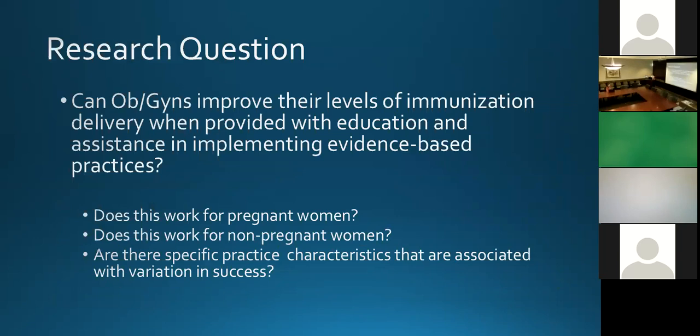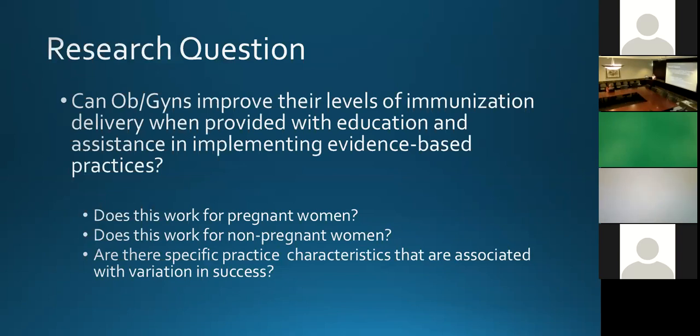Okay, so the research question in the grant was, can OBGYNs improve their immunization delivery if we provide them with education and assistance in implementing what we knew from a lot of prior research as evidence-based practices that could help improve immunization uptake? Most of these evidence-based practices, which I'll talk about in a moment, got their evidence base in the pediatric realm. There were some in adolescents and adults, but a lot of the evidence was from pediatrics. And none of this work had ever been done in OBGYNs before.